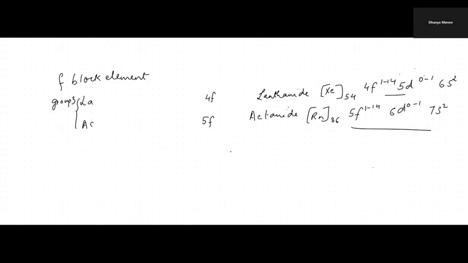Now coming to periodicity. Periodicity we already discussed a bit before. It's the recurrence or repetition of similar properties after regular intervals of time when they are arranged in increasing order of their atomic numbers.